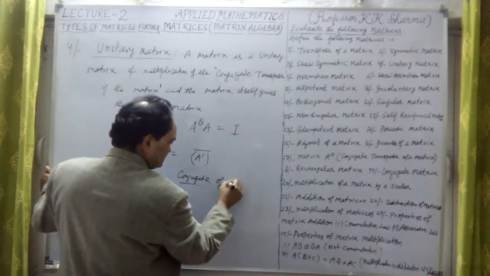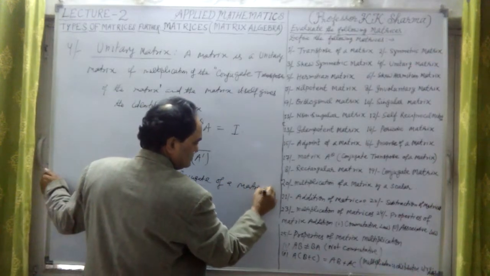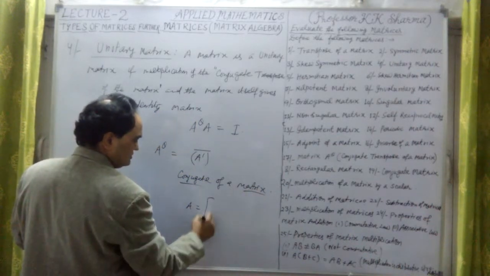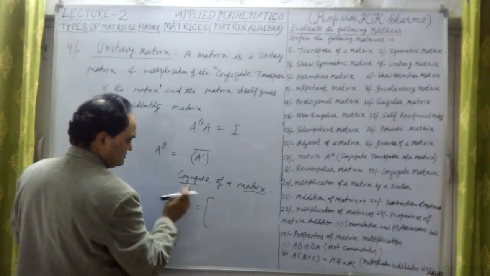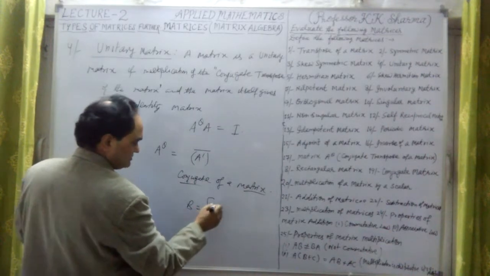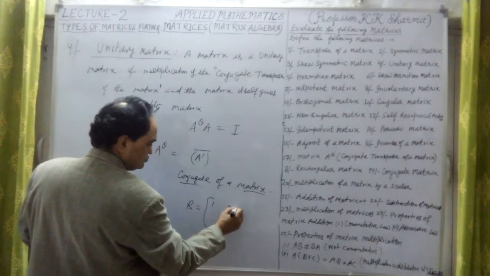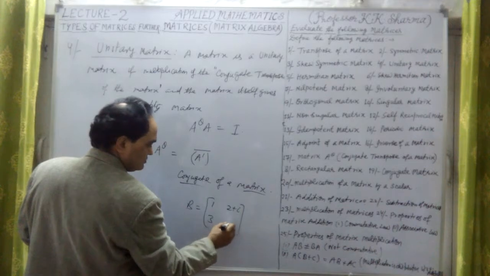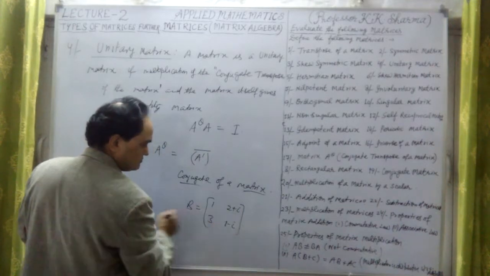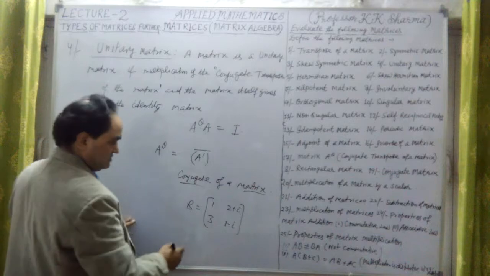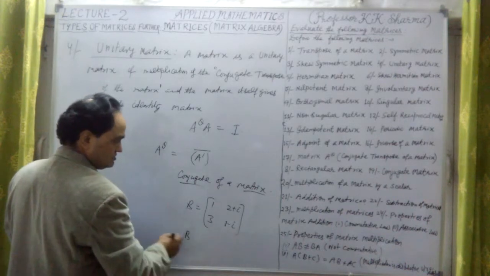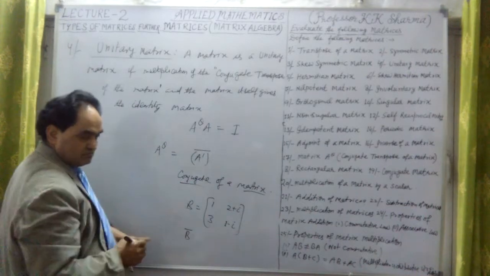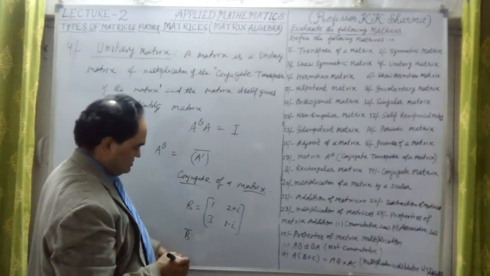Conjugate of a matrix. This is the 19th one. Let me define it here. Suppose A is a matrix. Let me take B, a matrix: 1, 2 plus iota, 3, and 1 minus iota. Okay, this is the matrix B. Then the conjugate of B, we write by putting a bar sign upon B.